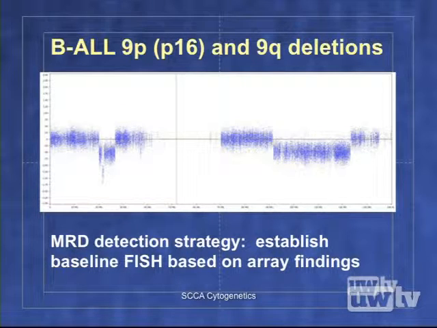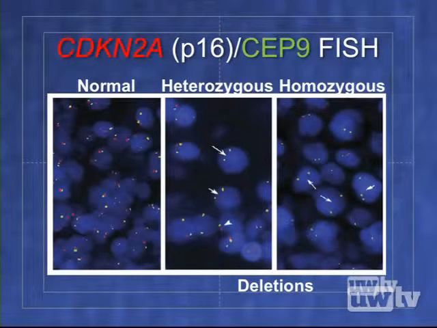In this case we saw a chromosome 9 abnormality in a B-cell ALL case. You see both the 9p and the 9q deletion. If we focus on the 9p, you will see this stretch of relatively large heterozygous deletion of 9p, and you also see a further dip over here of a smaller 9p segment, suggesting homozygous deletion. So you can actually establish the baseline using the FISH probe targeting the P16 gene location.